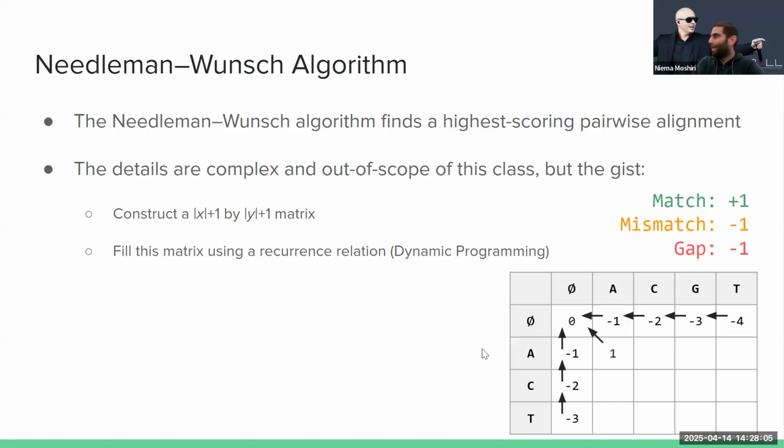And I keep making that decision. What are my three options? I could either go horizontally, so 1 minus 1 is 0. I could go diagonally, -1 with a mismatch, so -2. Or I can go vertically, -2 minus 1 is -3. 0 is the best option. And I keep filling in this matrix using that exact same logic.